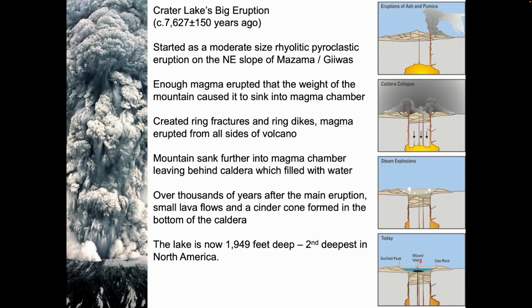Over thousands of years after the main eruption, lava flows and a cinder cone volcano formed in the bottom of the caldera. One of these, Wizard Island, now stands up as an island in the middle of Crater Lake. The lake filling the caldera is now 1,949 feet deep, the second deepest lake in North America and the deepest lake in the United States.